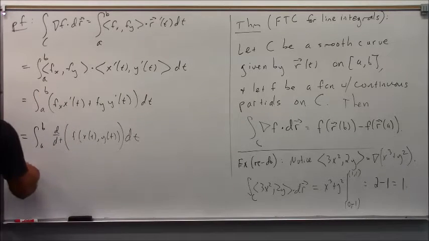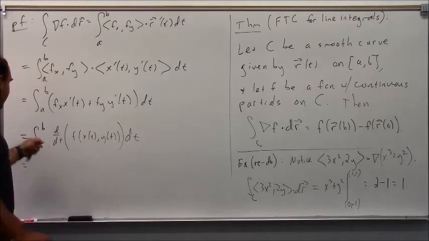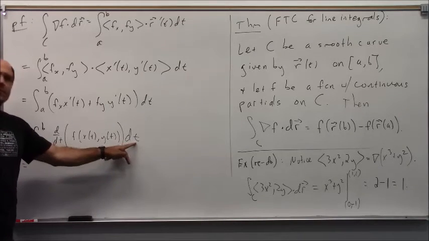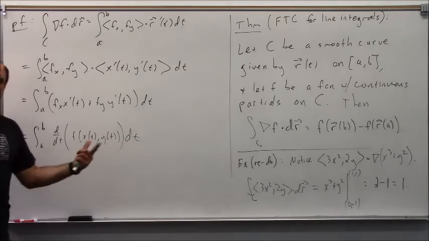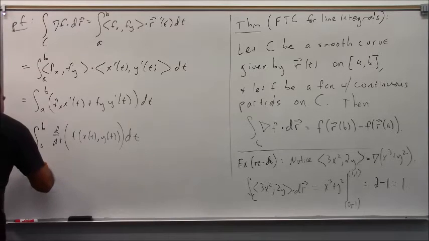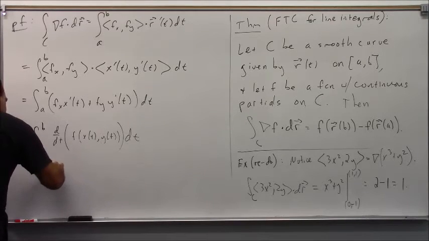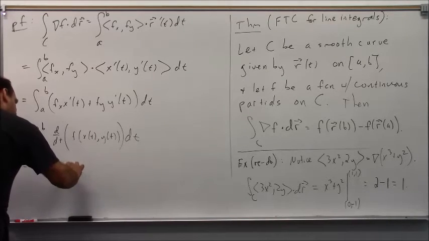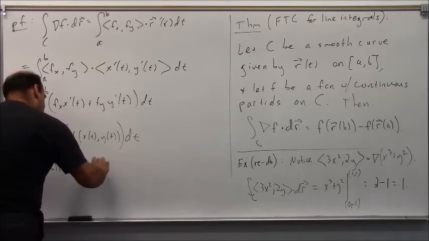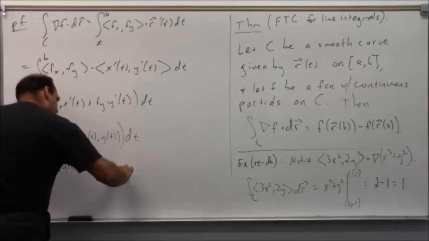And now, the fundamental theorem of calculus tells me if I integrate the derivative with respect to the same variable, I just get the integrand back. So this will be f of x of b comma y of b minus f of x of a comma y of a.